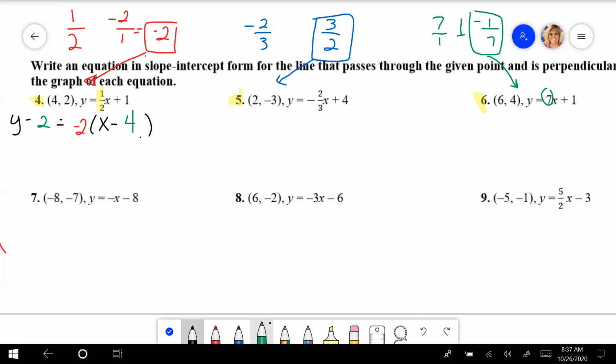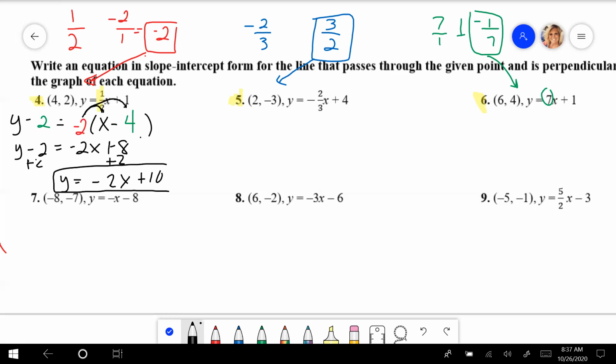All right, are there any minus and negatives? Nope. So the next thing we have to do is the distributive property. Y minus 2 equals -2x plus 8. Then add 2 to each side. So my new equation is y equals -2x plus 10. That's what you should have gotten.